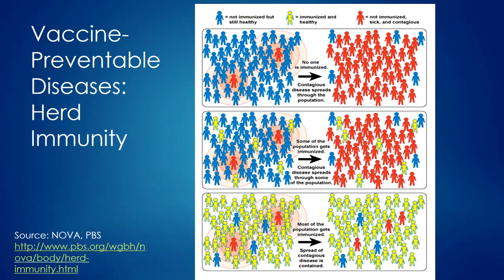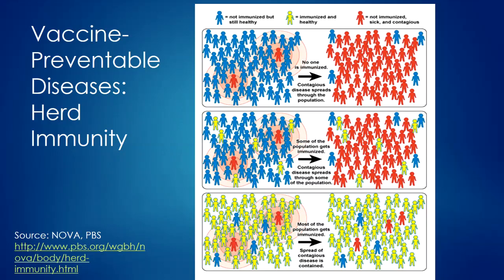So we mentioned herd immunity earlier, and this slide shows you visually what this concept is. So in all three of these blocks, we have two people who are sick with the disease, and then we have different levels of immunization within the population. So at the top, the blue people represent unimmunized people who are still healthy. So in a population of completely naive people, if someone becomes sick, it's likely that the majority of that population will become ill with the infectious agent.